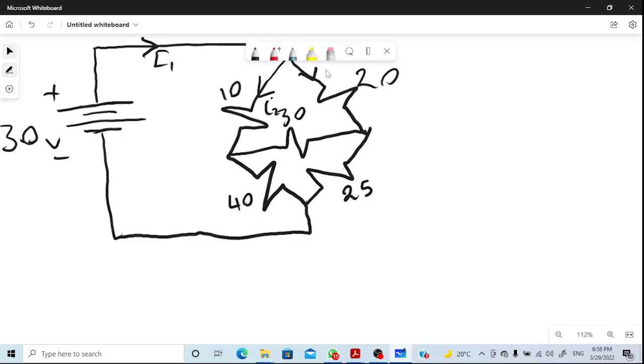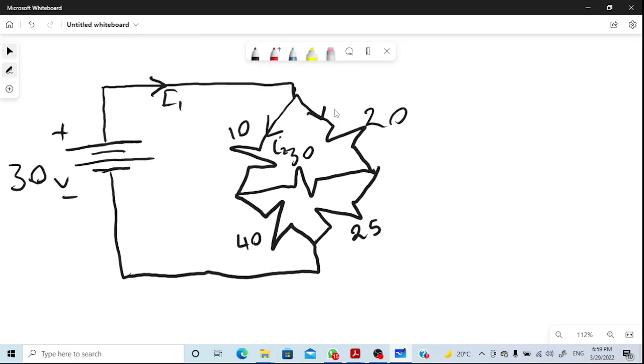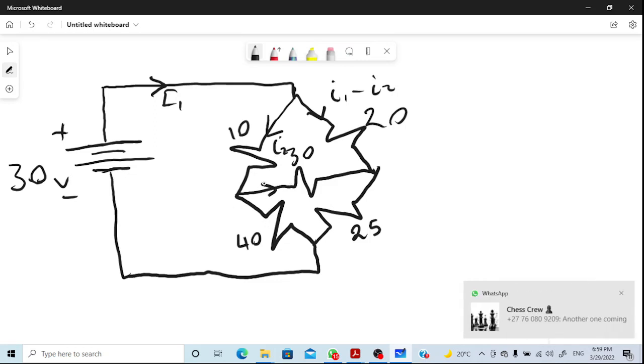Let me shift the circuit a little bit. Since this is I1 and this is I2, this is I1 minus I2, because when it reaches this point, the current splits. Now when it reaches this point, we're gonna have a new current that goes in this direction, and another one will go in that direction. So the current that goes to this 30 ohm resistor is I3.